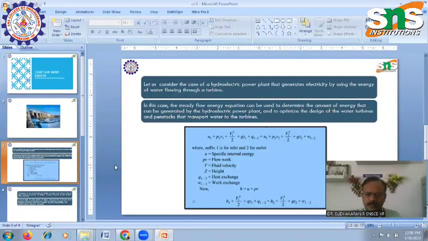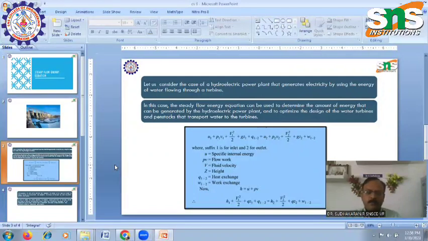In this case, the steady flow energy equation can be used to determine the amount of energy that can be generated by the hydroelectric power plant and to optimize the design of the turbine and penstock that transports the water. Now, this is the governing equation of the hydroelectric power plant, where condition number one represents the entry conditions of water into the hydroelectric power plant, and condition number two represents the exit of water from the hydroelectric power plant.